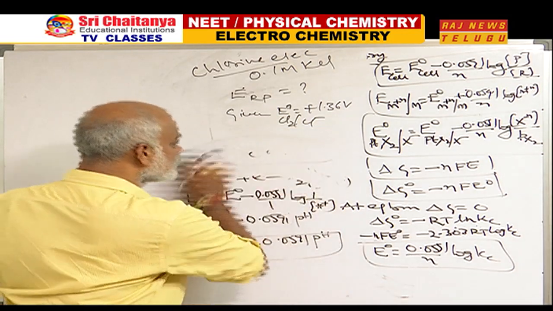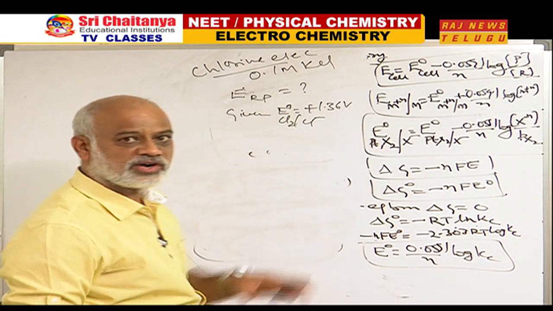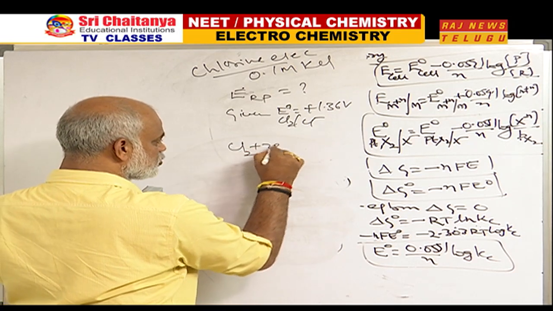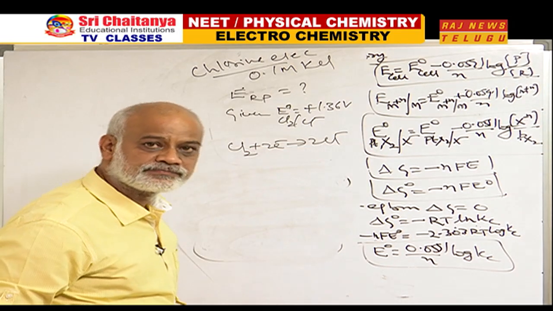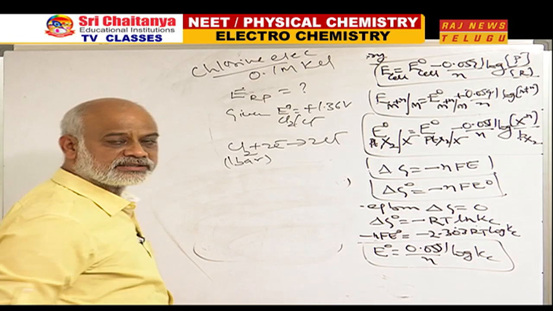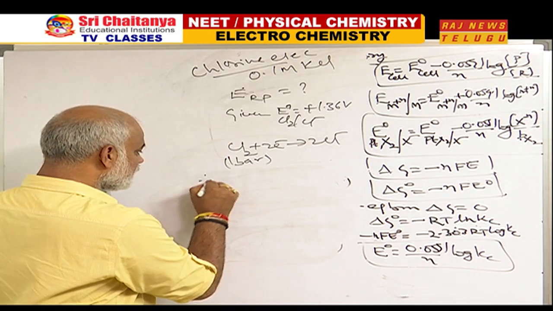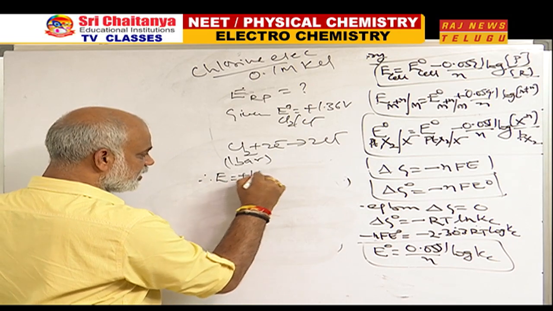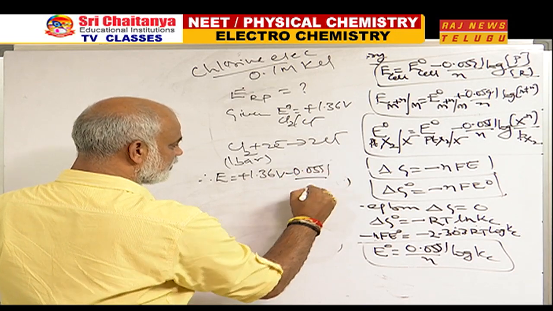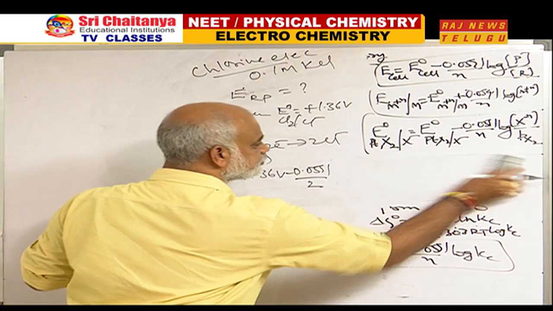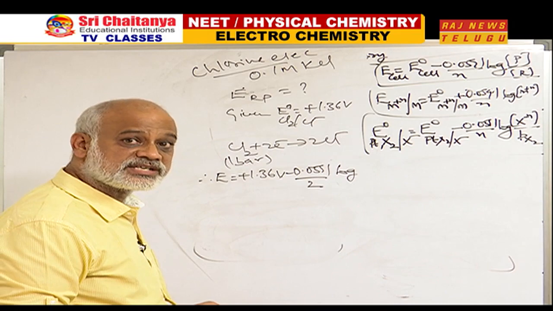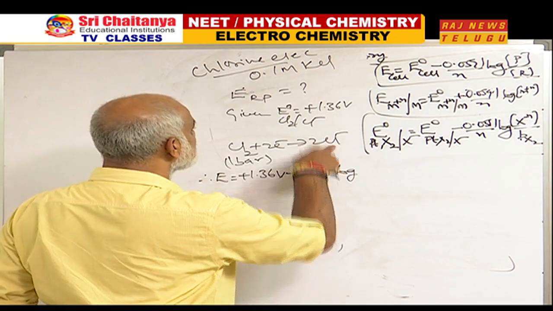How to proceed with this? If you are interested, use the formula. Otherwise, happily write the equation. Cl2 plus 2 electrons gives 2Cl minus. Reduction. Since nothing is mentioned, it should be a 1 bar gas. Therefore, E is equal to plus 1.36, he gave the E naught value, minus 0.0591 by 2. Why 2? Then logarithm of Cl minus ion concentration squared. What is the Cl minus ion concentration here?